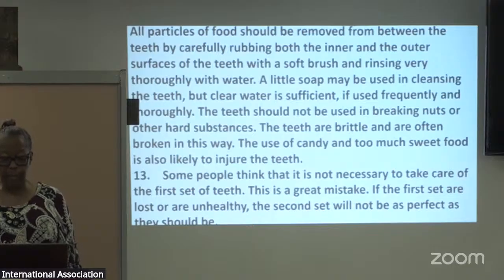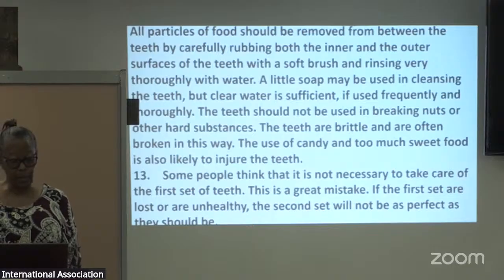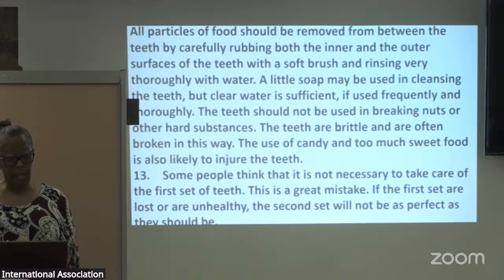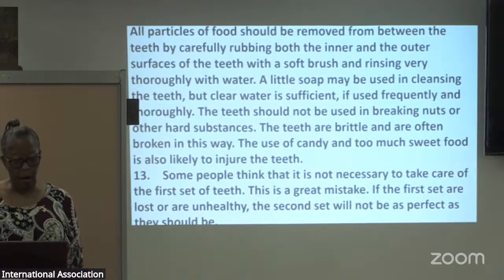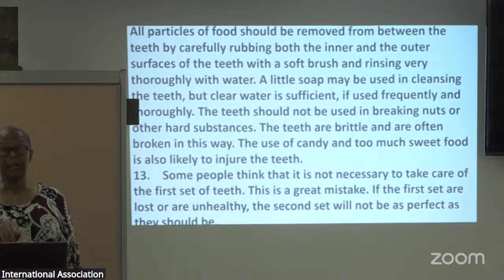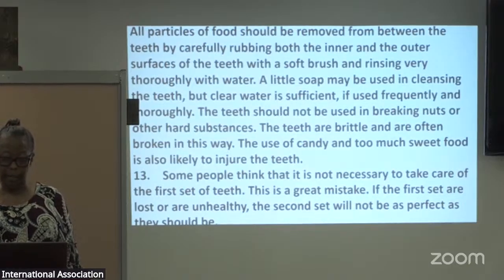The teeth are brittle and are often broken in this way. The use of candy and too much sweet foods is also likely to injure your teeth. Some people think that it is not necessary to take care of the first set of teeth. This is a great mistake. If the first set are lost or are unhealthy, the second set will not be as perfect as it should be.